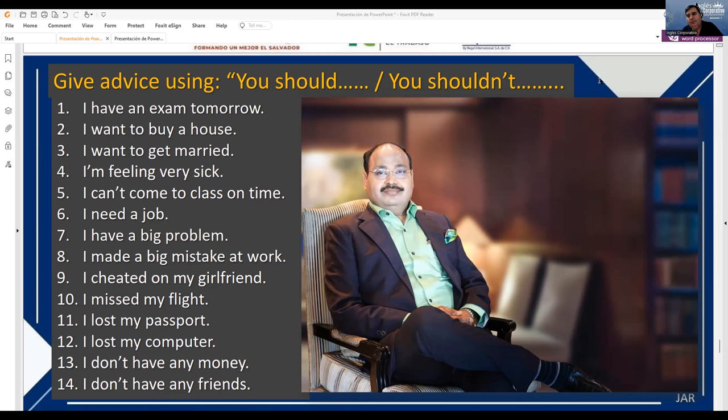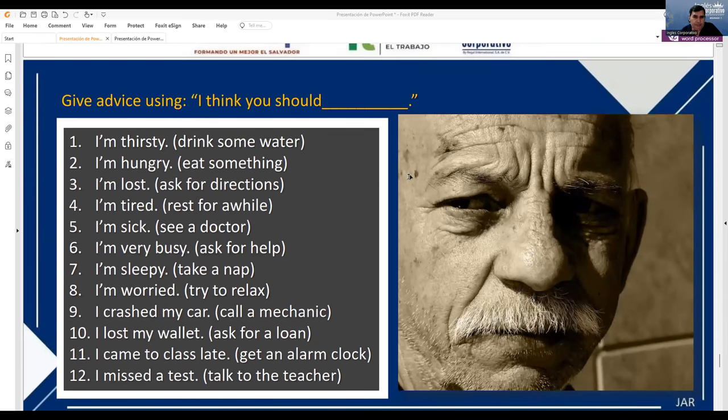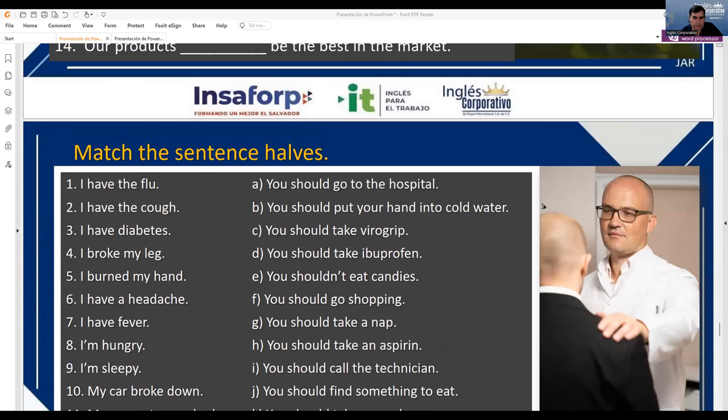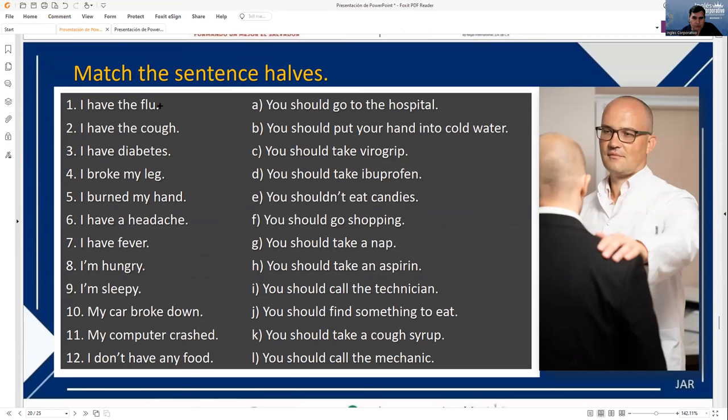I lost my computer. You should buy another. You shouldn't waste time looking for it. I don't have any friends. Well, you should start making friends. You shouldn't be proud. If you need friends, you should look for people that can be nice to you, nice and friendly. Or you should start being nice, okay? I have the flu. You should take Virogrip. I have the cough. You should take cough syrup. I have diabetes. You shouldn't eat candies.